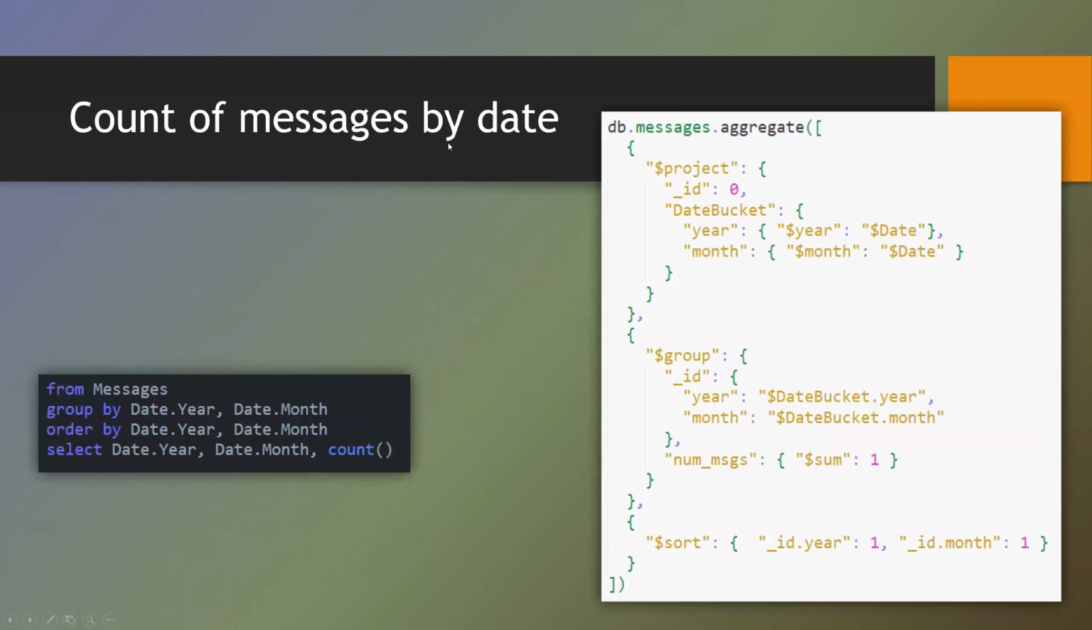Now, this is where we get something really interesting. I want to get the count of messages by date. This is what you need to do in Mongo to do that. So for each of the documents, project into the date bucket the year from the date, group by the year and the month, and give me a count of everything, and then do a sort of the data. This is what you need to do with Raven in order to handle that.